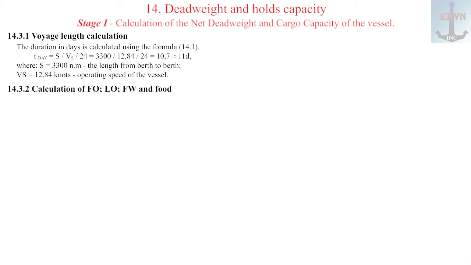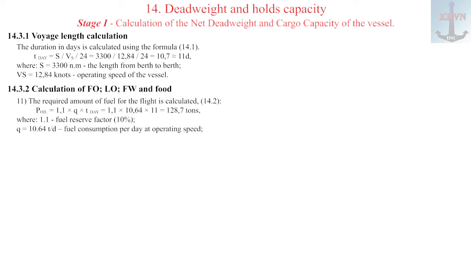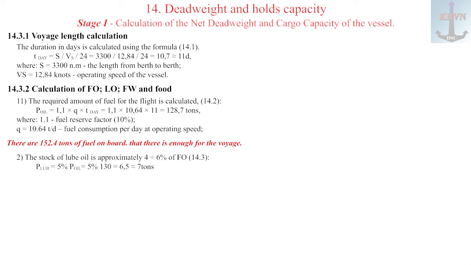14.3.2 Calculation of fuels and lubricants, fresh water and food for the voyage. 1. The required amount of fuel for the passage is calculated by formula 14.2. Result equals 128.7 tons. There are 152.4 tons of fuel on board. That is enough for the voyage, without additional bunkering. 2. The stock of lube oil is approximately 4 to 6% of the stock of fuel in tons, formula 14.3. Approximately 7 tons are necessary for the passage. There are 16.7 tons of oil on board and the chief engineer confirms the sufficiency of both fuel and lube oil.